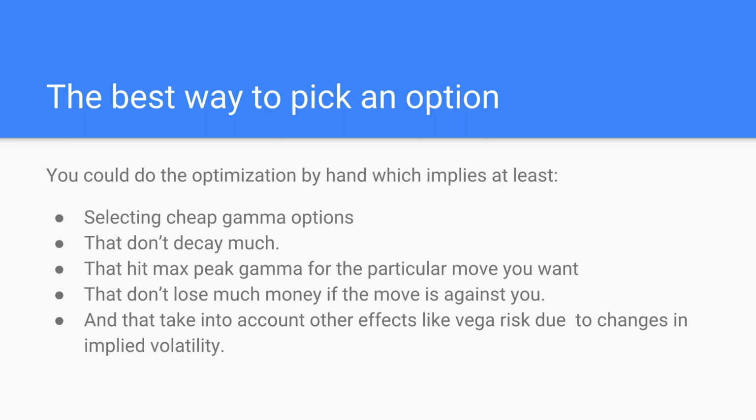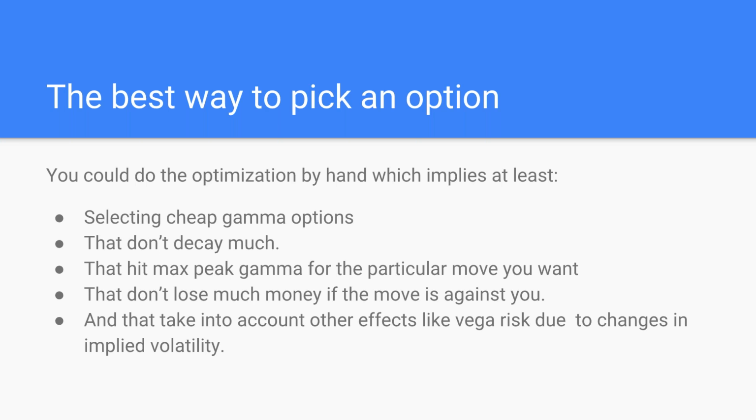And also you want to hit the peak gamma for that particular move that you want. If you expect something to move like 20 points tomorrow, you want to design a trade that will achieve peak gamma after 20 points. That's how it is. And also, if the move is against you, you want something where you can say, okay, I don't care, it could be against me and I don't lose that much money.